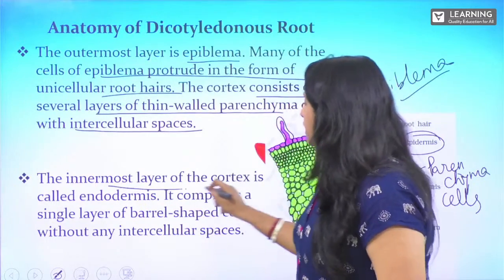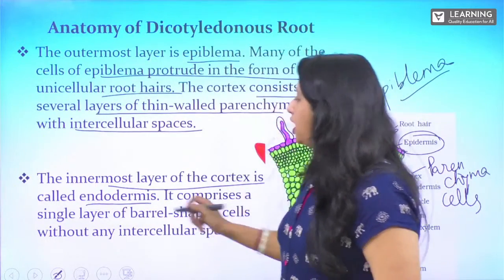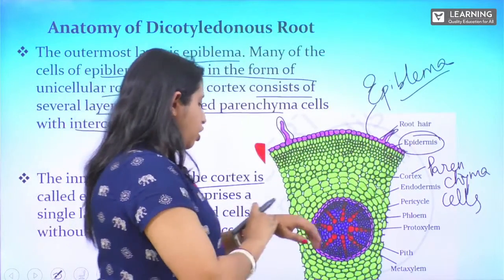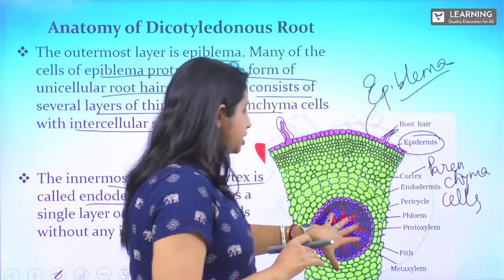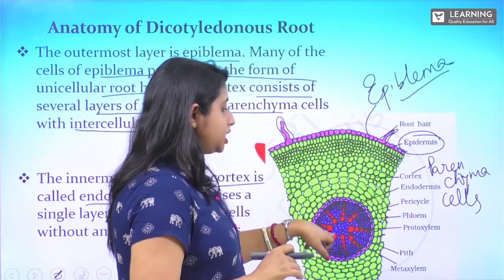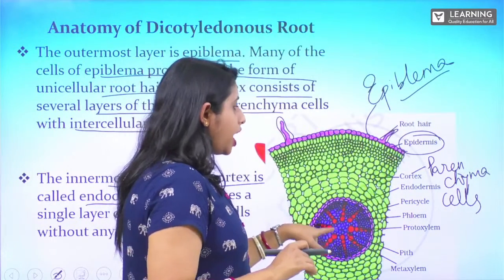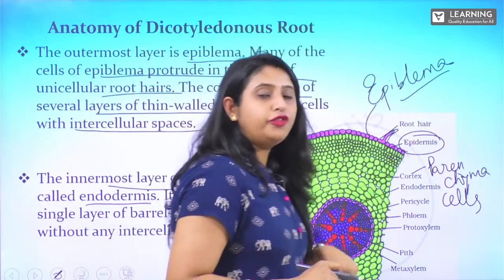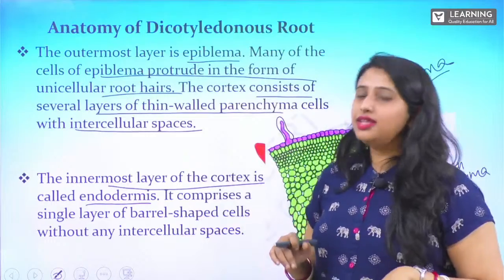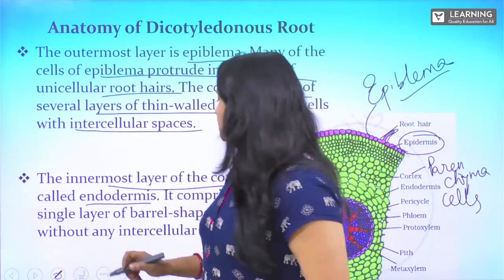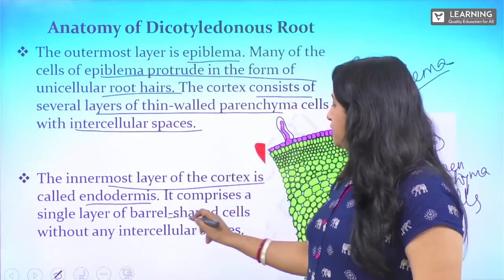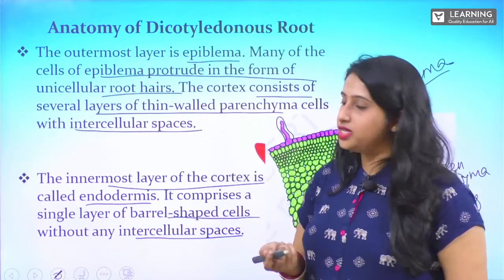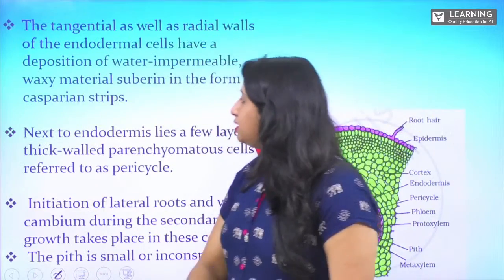The innermost layer of the cortex is called the endodermis. So this is your endodermis, as you can see here in the picture. Inside the endodermis, what do we find? We find the pericycle. That is the first layer. See the single layer of barrel-shaped cells without any intercellular space. So we will find barrel cells.